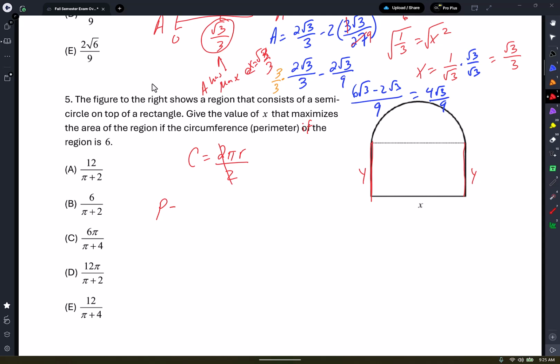Perimeter is 1x, which is this one right here, plus how many y's do you see? 2 y's, plus, and then half of the circumference, this in blue right here. The radius of that in blue is this distance, and that is half of x. So plus pi, parenthesis, my radius, I'm going to write it as x over 2. Close it. Let's see. I want to make sure that everything is correct.